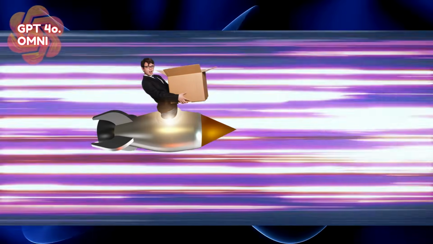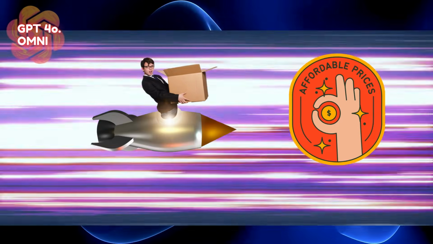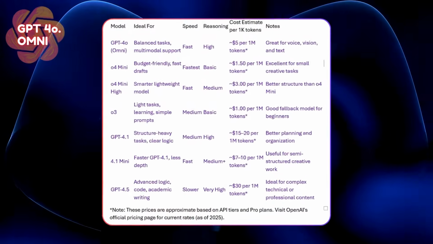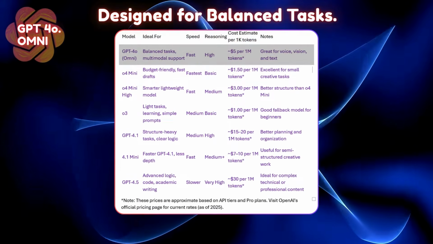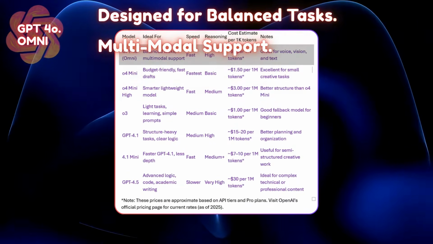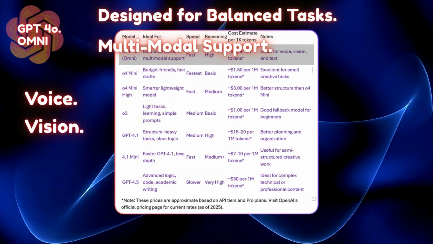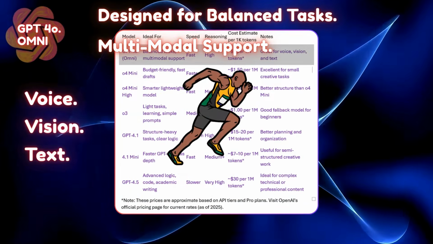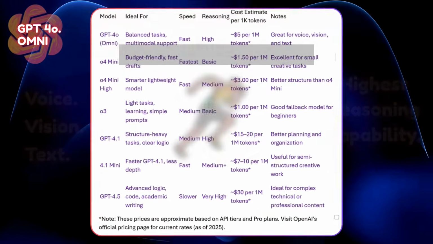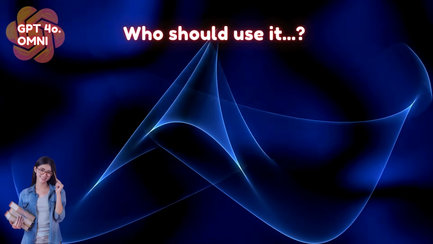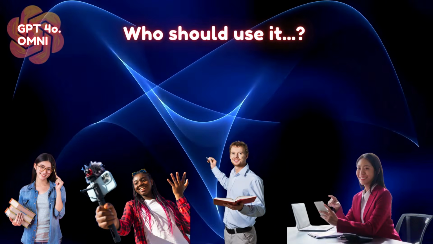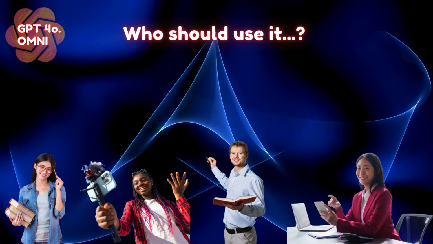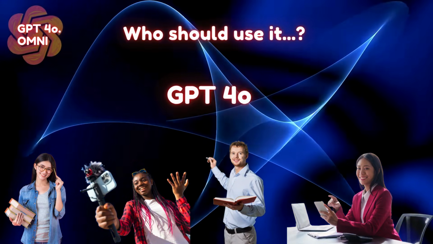It's also extremely fast and more affordable than older GPT-4 models. The cost per 1 million tokens is approximately $5. It's designed for balanced tasks and multimodal support such as voice, vision, and text. It is the fastest model with the highest reasoning capability. Who should use it? If you're a student, creator, teacher, or someone who wants a friendly AI companion for multiple tasks, GPT-4o is your go-to.